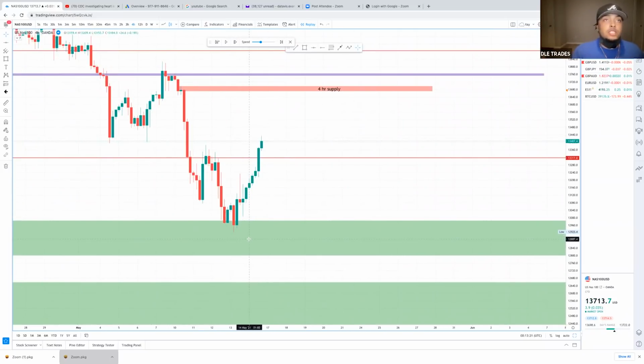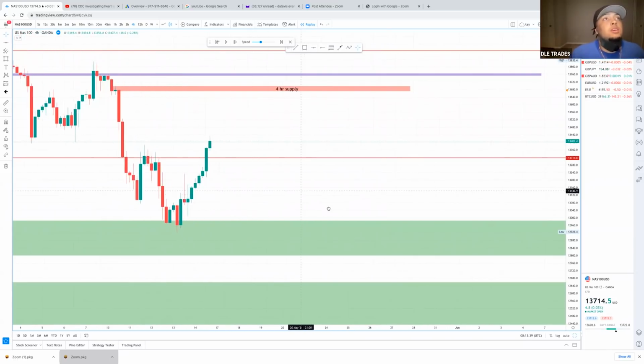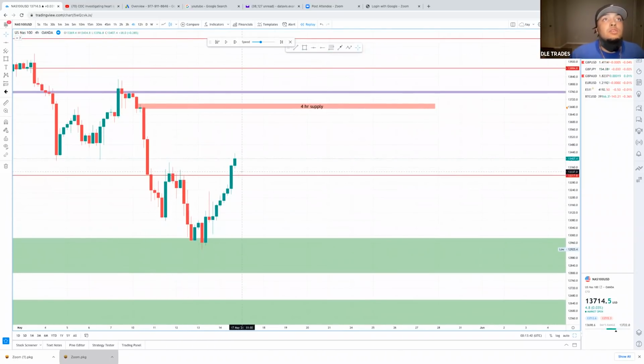So check this out. Notice how I drew this box here, right? Where we got a rally from, right? I didn't use flags. I didn't use anything of that. It's not a support. This is a demand level. Supply and demand rules apply in any market, guys. Any market. Remember that. So here's my key level, right?